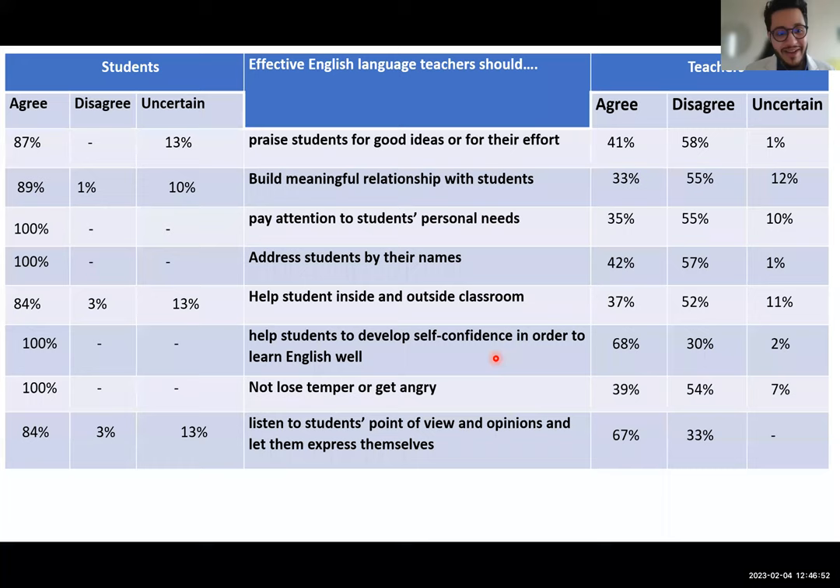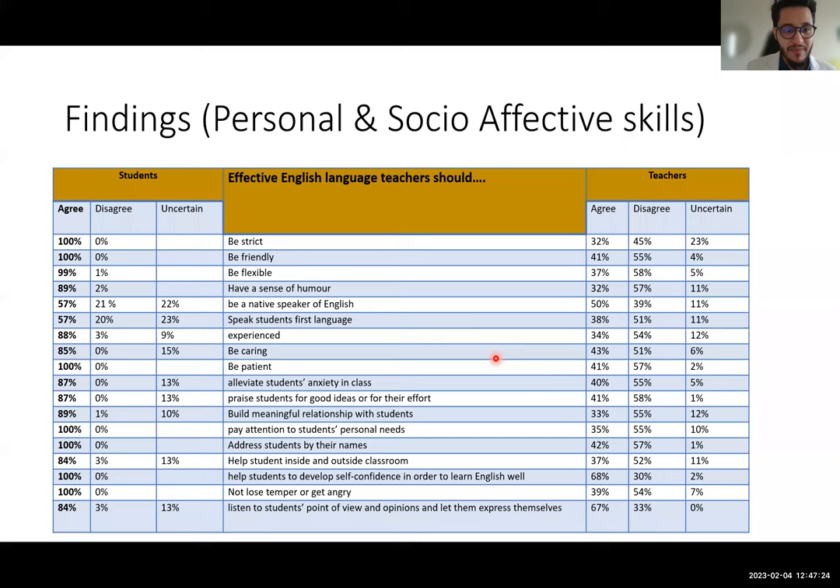That was quite an interesting one. The 3% who disagreed on this, let them express themselves or let the students' point of view. Some of the students might have thought maybe in the way we decide the way we are assessed. So for example, if a student doesn't like the way the assessment is, they can express their opinion and change it. I don't know, it could be many things. It could be an area that could be investigated. This is just an overall of the results put together in one table.